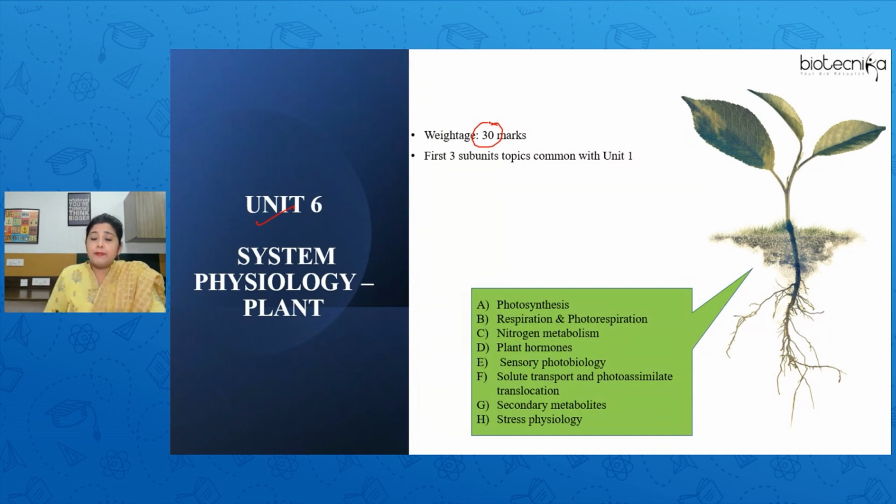Specifically, if you're preparing for unit 6, the first three subunits are important, and they are common with unit 1 also. Like in unit 1, you also study the electron transport chain and nitrogen metabolism. So always start your preparation with the first three subunits. They are common with unit 1 also.